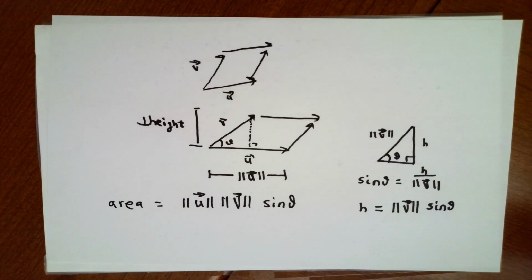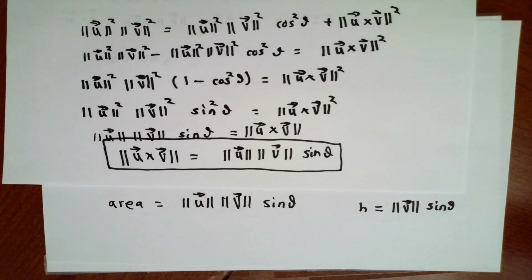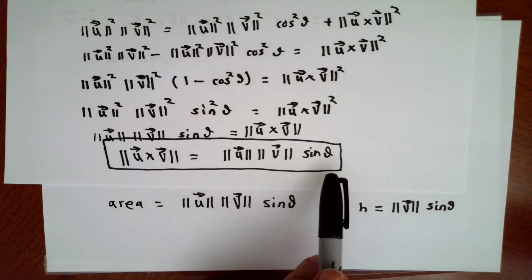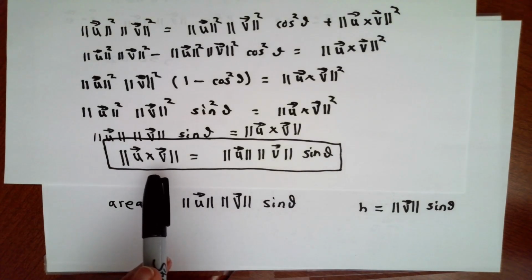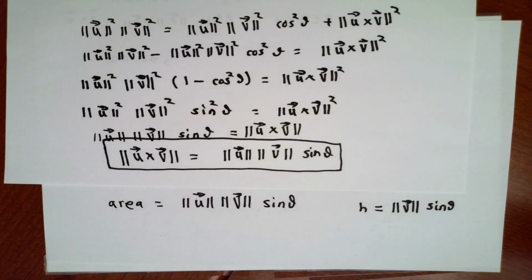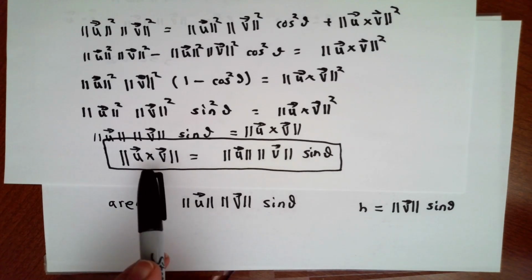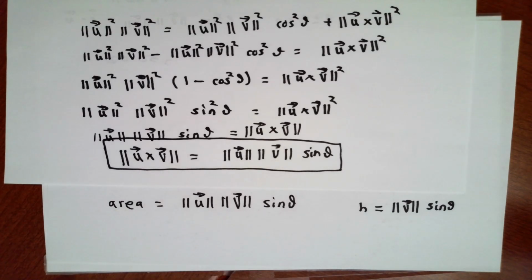This tells me that the area of the parallelogram that I'm interested in is the length of the first vector times the length of the second times the sine of the angle between them. But one of the results that we got was the length of u times length of v times sine of theta is the magnitude of u cross v. So the area, which is equal to that, which is that, which is equal to that, must be the magnitude of u cross v.